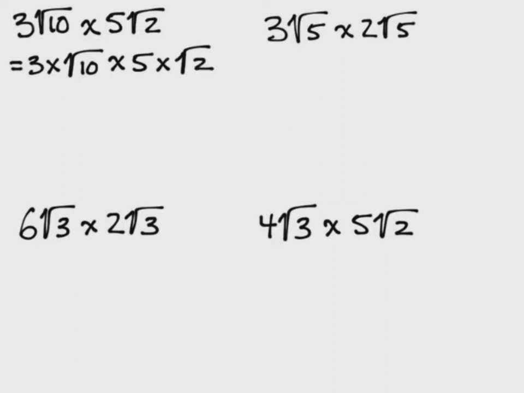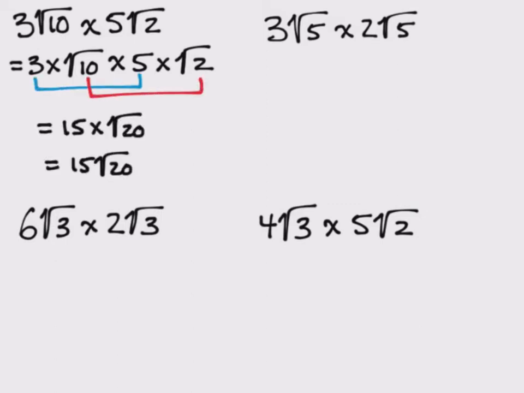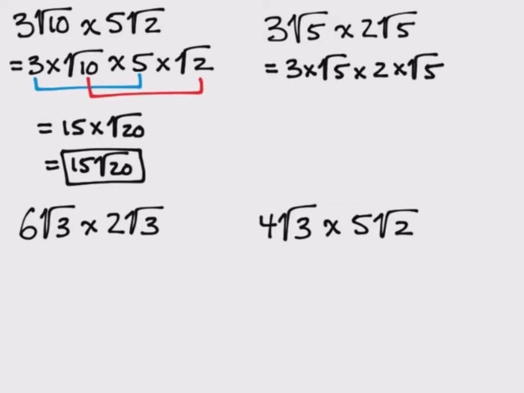And since this is all multiplication, we're free to carry it out in whatever order we would like. So what I tend to do is to multiply the whole numbers together and multiply the radicals together. And in this case, we end up with 15 times the square root of 20, which we can write as just 15 root 20. Or, in our second example, 3 times the square root of 5 times 2 times the square root of 5. Again, this is just 3 times the square root of 5 times 2 times the square root of 5. Now, note, I'm writing this step out each time just to show exactly what's going on.